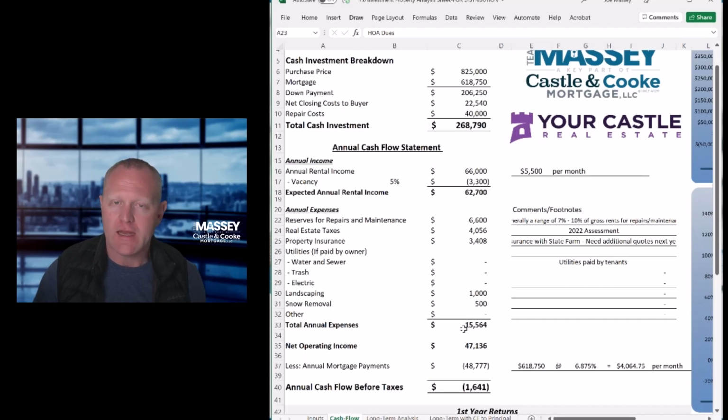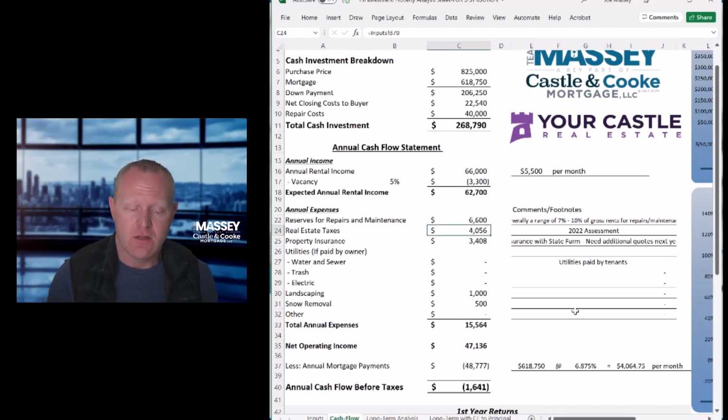So total annual expenses for this property, $15,564. So we've got our income minus vacancy for our expected annual rental income, minus total annual expenses, gives us our net operating income of $47,136. Now, what is the largest expense?